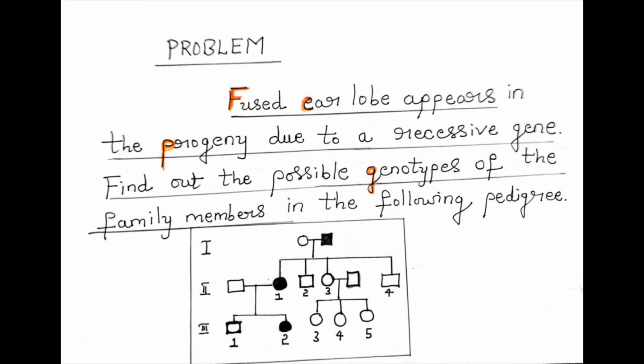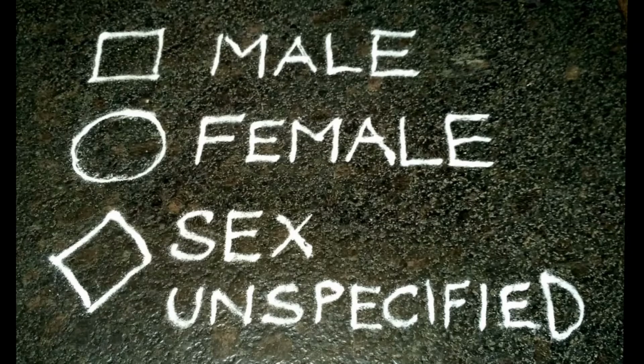To solve these types of problems, we need symbols. So first, we need to learn symbols. The purpose of this video is to learn symbols. Just take one page and write all the symbols. Learn the symbols first, and in the next video, I'll teach you how to solve problems. So this is the pedigree rangoli. Square shaped symbol for male, round shaped symbol for female, and rhombus shape is for sex unspecified.